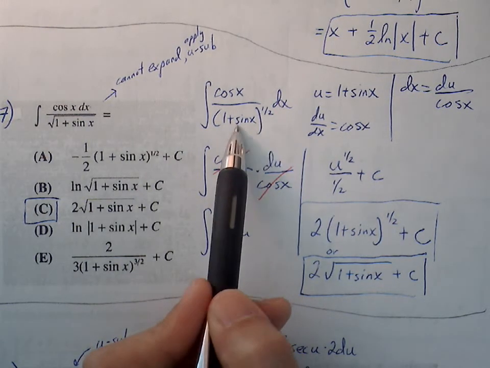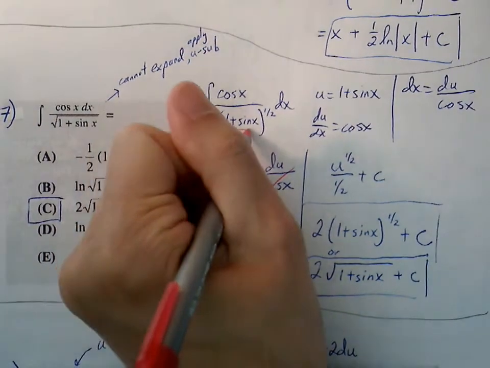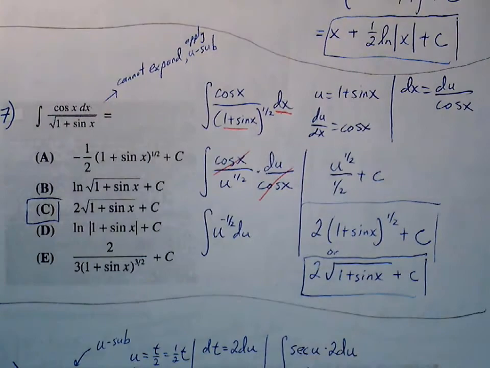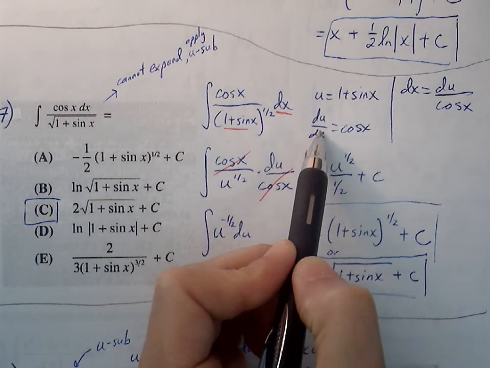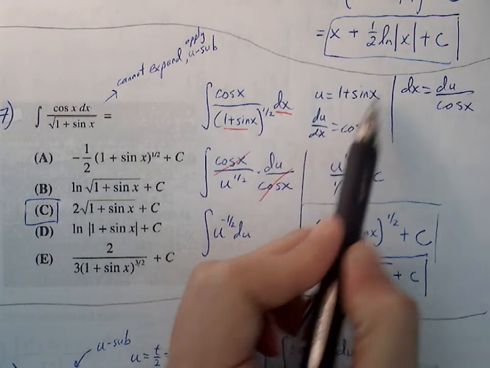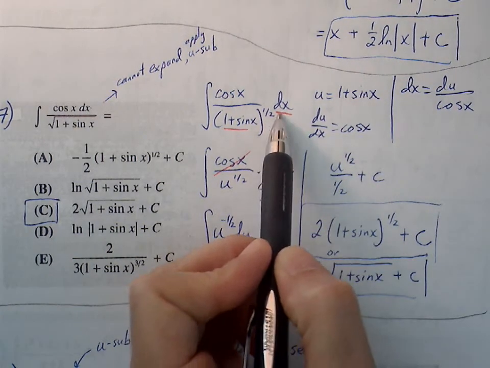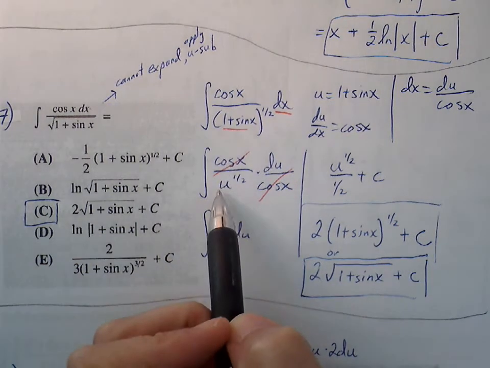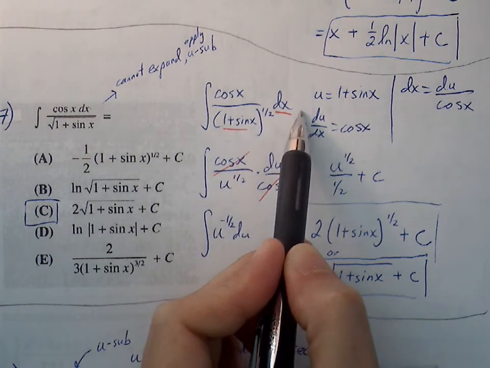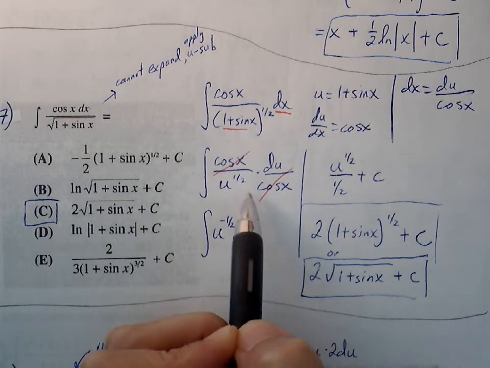We let what's inside the parentheses be our u value, and we're going to find a way to substitute these pieces here. Our u value is 1 plus sine x. Our derivative is cosine of x. Cross multiply, we get dx equals du over cosine of x. We're going to substitute what I underlined here in red. The parentheses gets replaced with u to the 1/2 in the denominator. Dx gets replaced with du over cosine of x. The cosine of x cancels out nicely.